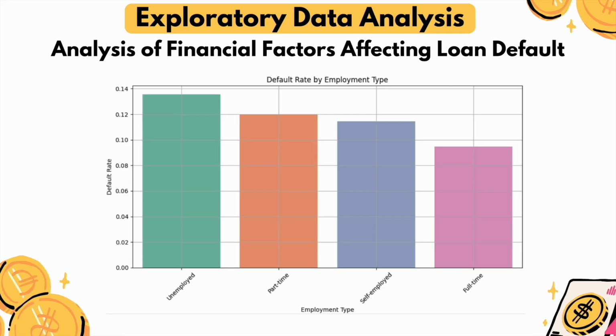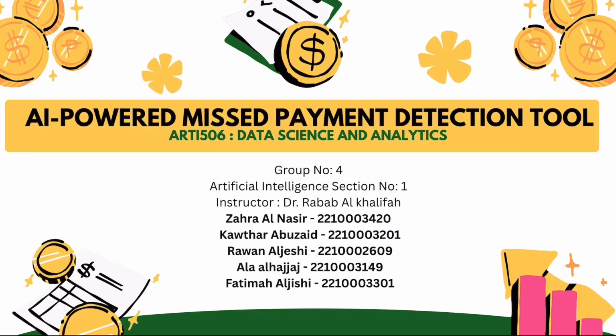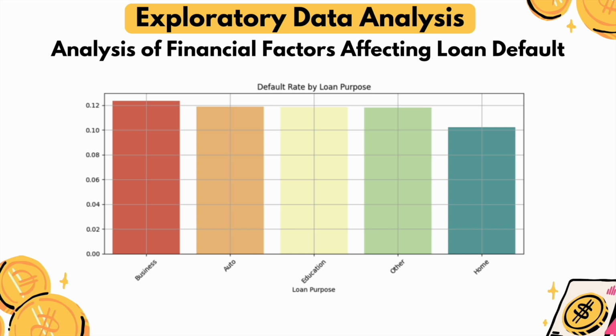Finally, we explored which financial and demographic features are most linked to defaults. In terms of employment type, the unemployed group had the highest default rate, followed by part-time and self-employed individuals, and full-time workers had the lowest. For loan purposes, loans for businesses have slightly higher default rates than the others, for example, home loans.